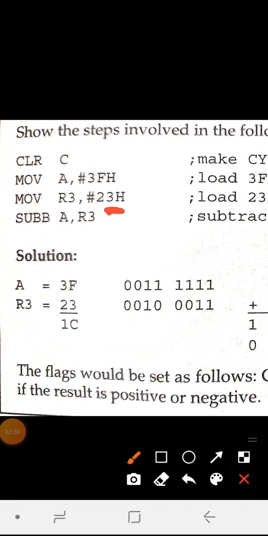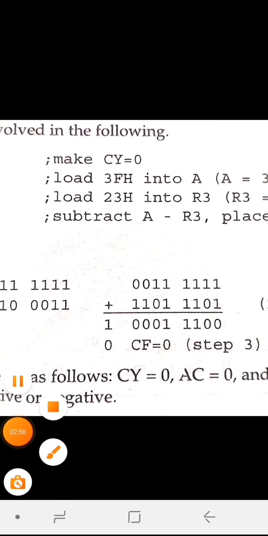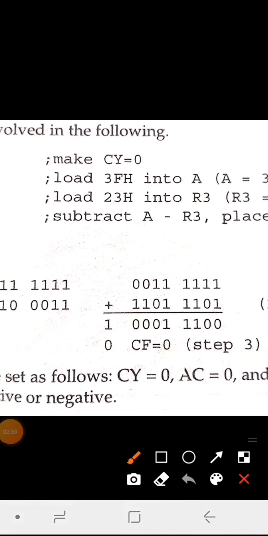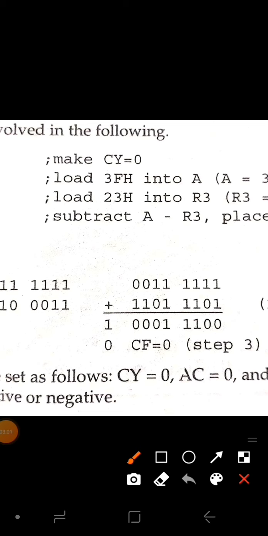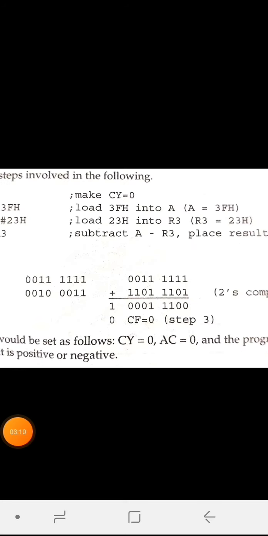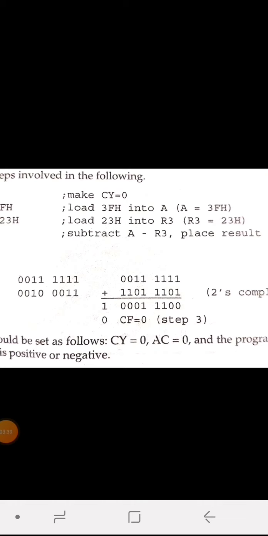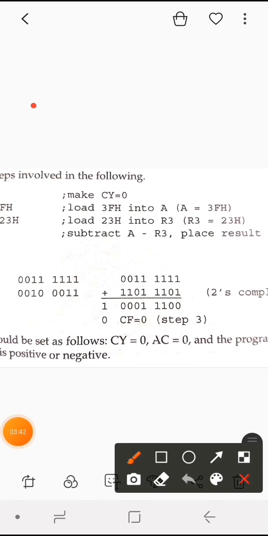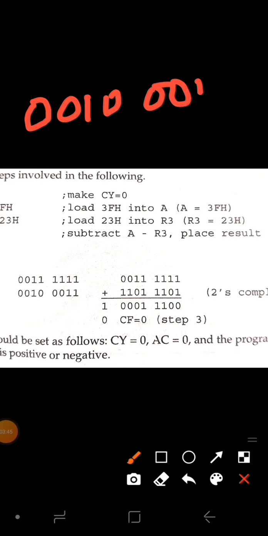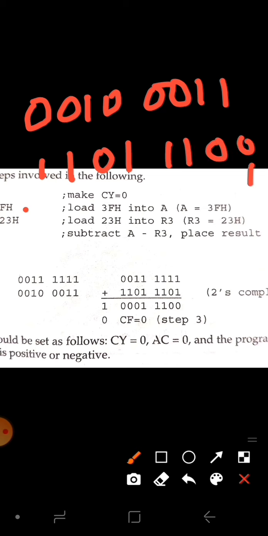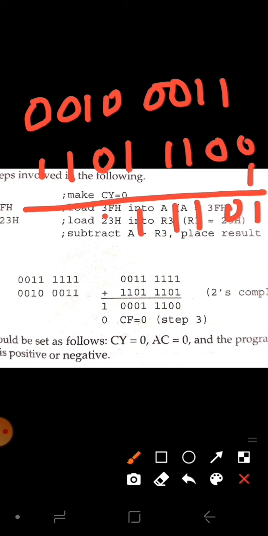Now the source is 23, so we have to take the 2's complement of 23. The 2's complement is obtained by first taking the 1's complement of the number, then adding 1 to it. The number we have taken is 23. So this is the 2's complement of 23, and that is what we have written here.